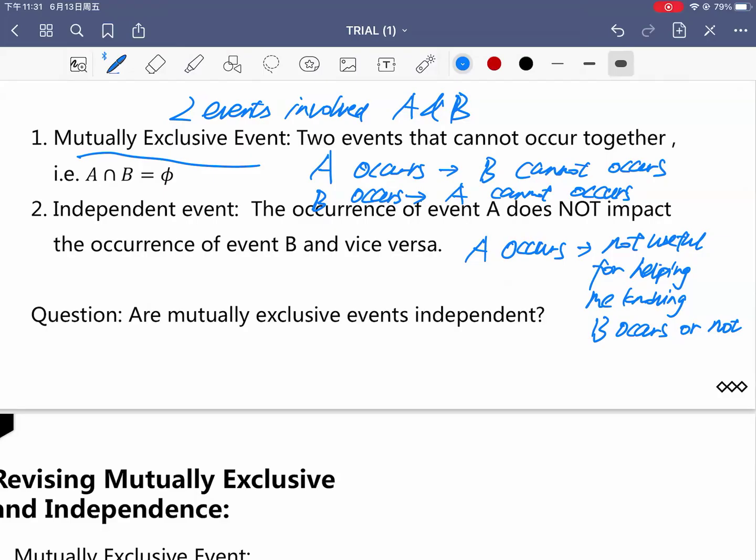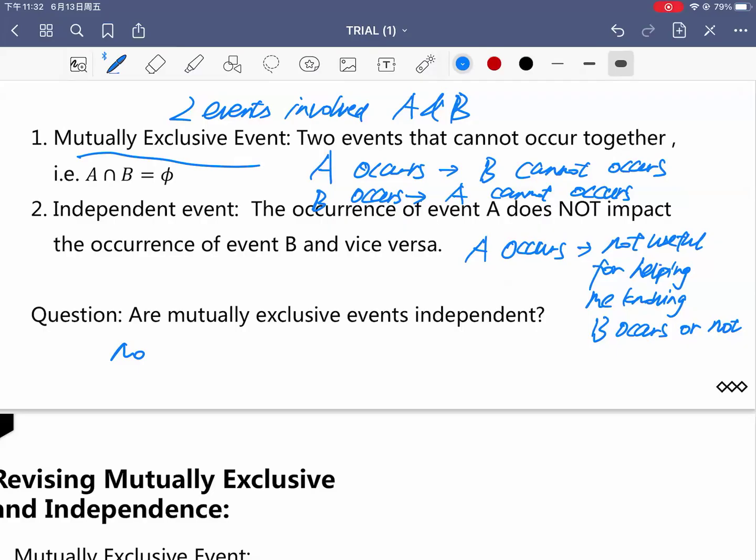The next key question, which is one that students are often confused about, is whether mutually exclusive events are independent events. The answer to this question is no, right? And we might ask why. Students are often confused because they think that those two events are the same thing, but they're not. So we want to know why this is the case.